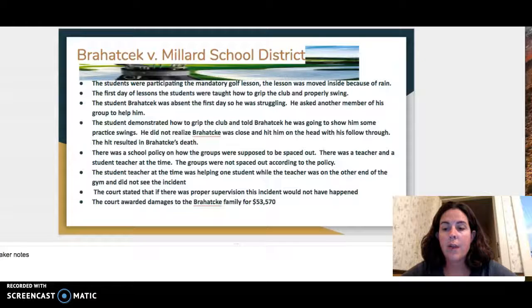The court found in favor of the student because there was not proper supervision while this was happening. They awarded $53,570 in damage to the school.